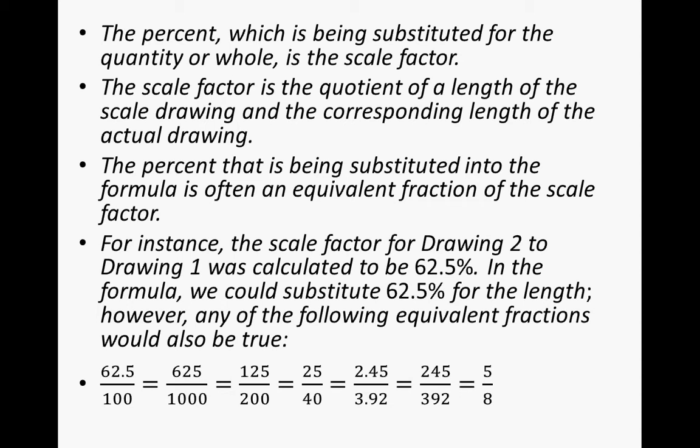We could reduce it down and use 125 over 200. We could further reduce it to 25 over 40. Or we could keep going, 2.45 over 3.92, which is what we were given for the lengths. We could multiply that by 100, get 245 over 392, or we could reduce it all the way down to its simplest form of 5/8, keeping in mind that each one of these fractions is the same point on the number line, so that's why they are called equivalent fractions.